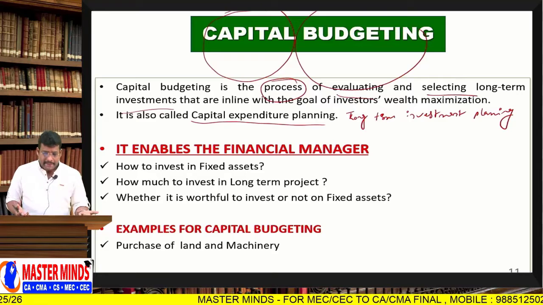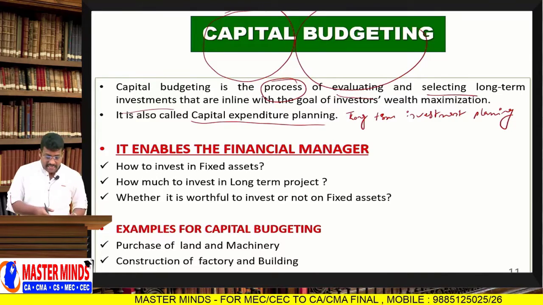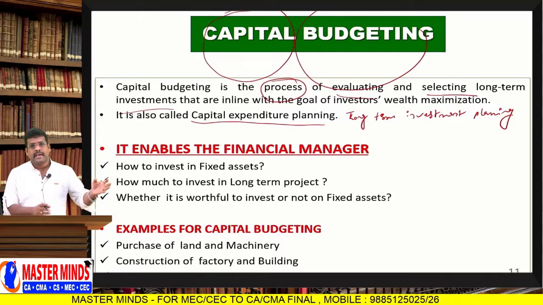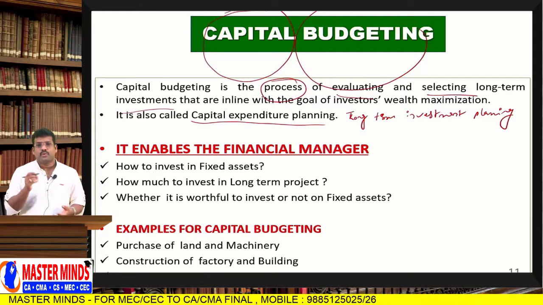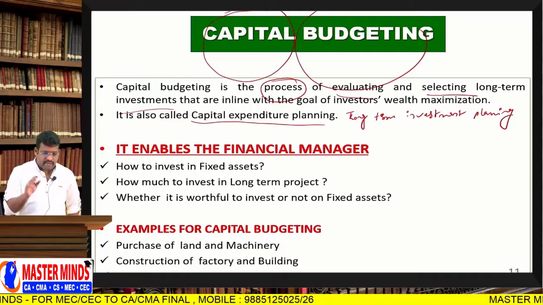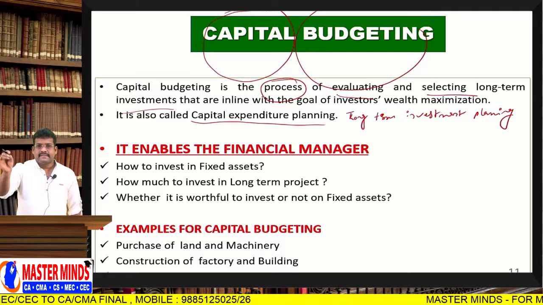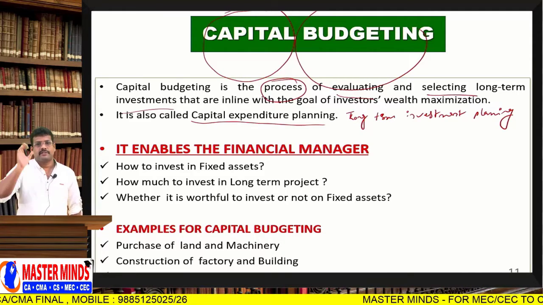So examples for capital budgeting are purchasing of land, construction of factory and building, and even starting a new business venture. So the Dubai government established the palm and construction, which is nothing but a new business venture. So dear students, from this entire point of view, what you have to understand is what capital budgeting is. Capital budgeting is systematic investment planning to make investment in fixed assets.